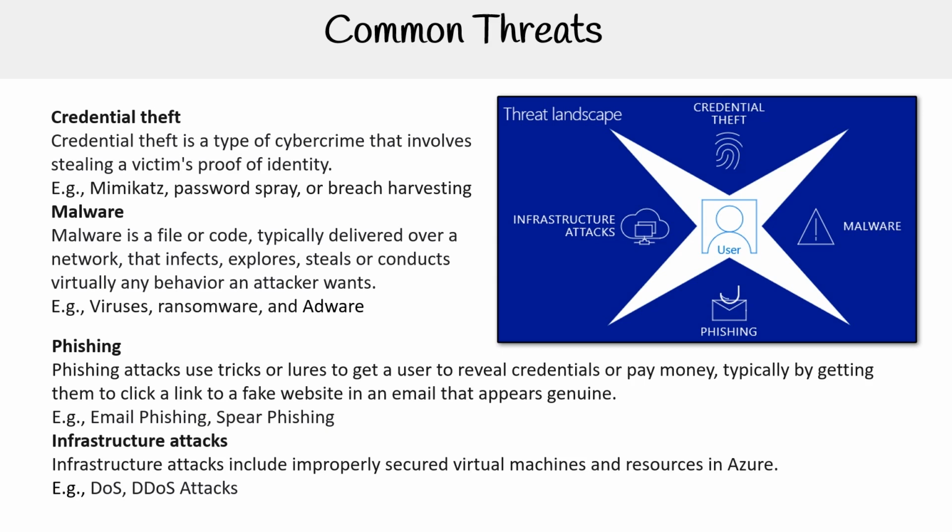Infrastructure attacks include improperly secured virtual machines and resources in Azure. Examples of infrastructure attacks include DoS and DDoS attacks. So, these are the common threats that Microsoft wants you to be familiar with. There's definitely more than just four types, but these are the main ones that Microsoft wants to focus on.